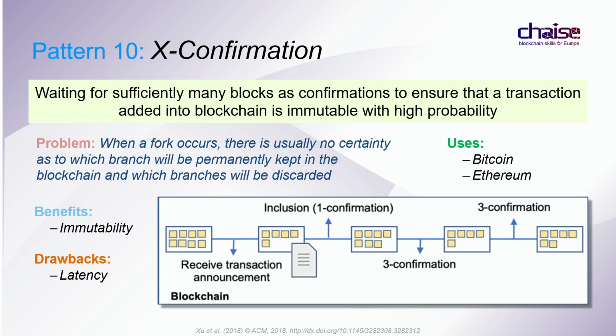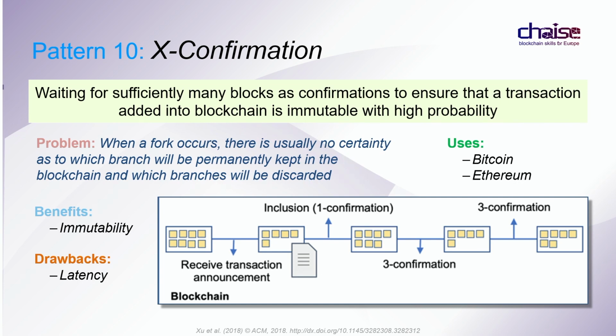Next pattern is X confirmation. The X confirmation pattern waits for sufficiently many blocks as confirmation to ensure that a transaction added into the blockchain is immutable with high probability. X confirmation is a pattern for proof of work, but not necessarily for other consensus algorithms. Problem. At the time a fork occurs, there is usually no certainty as to which branch will be permanently kept in the blockchain and which branch will be discarded.